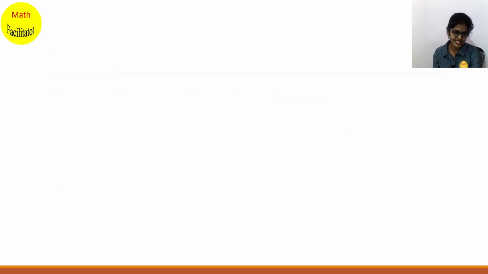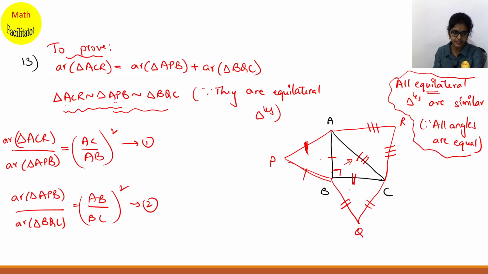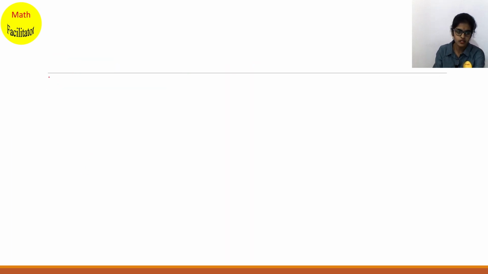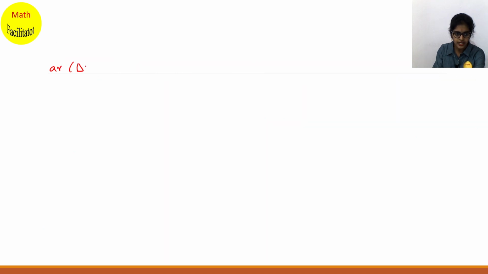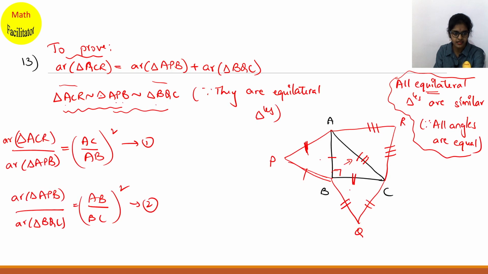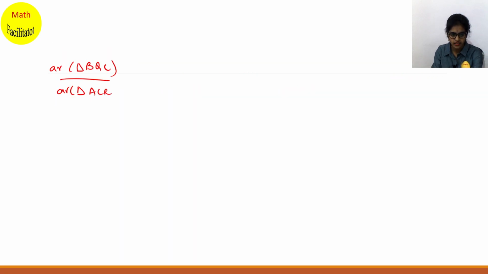So now let's take two more triangles. Now we have taken first two, next two. Now let us take first and the third. Okay, so area of triangle BQC divided by area of triangle ACR. BQC side is BC divided by ACR side is AC whole square you have. So this is equation 3.